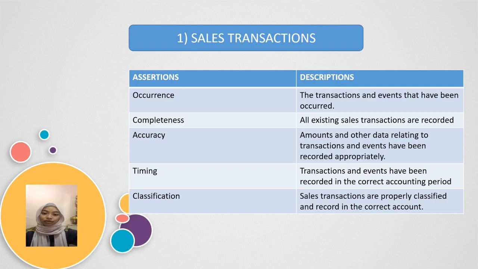The fourth one is timing. The transaction and event have been recorded in the correct accounting period. And the last one is classification. The sales transactions are properly classified and recorded in the correct account. For example, the sales of product should have been recorded in the sales account rather than the purchase account.